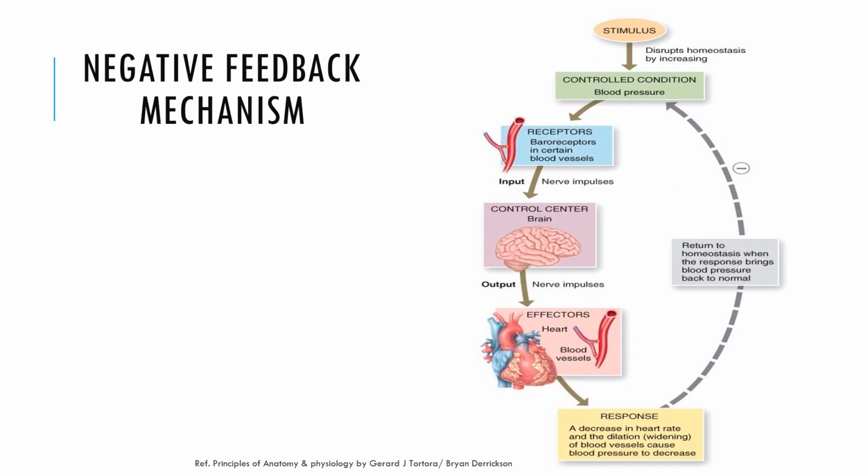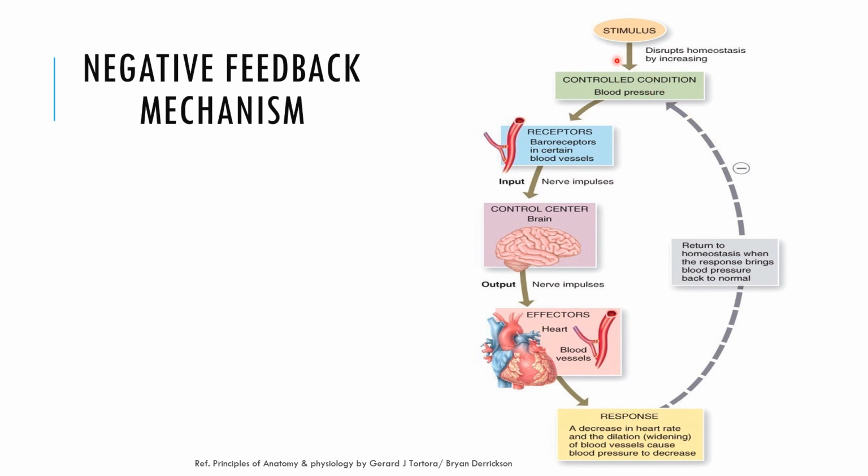So first we'll see the negative feedback mechanism. What do you mean by negative feedback mechanism? In negative feedback mechanism, a stimulus causes an opposite output, reversing the initial change in order to maintain the normal level of the parameter to be regulated. So this is a diagram.